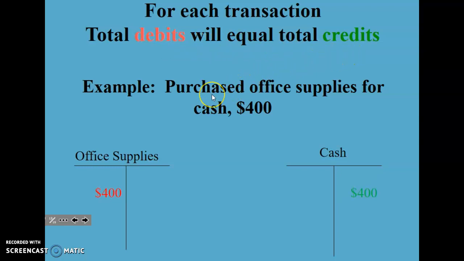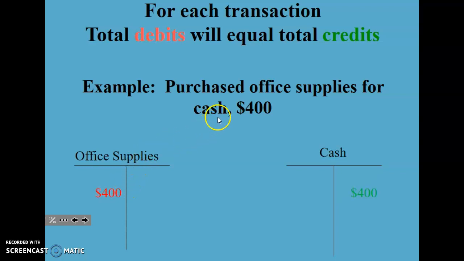For example, this is a common transaction that we have done in the last chapter. Purchased office supplies for cash, $400. All right. We are increasing office supplies. Office supplies is an asset. It has a normal debit balance. So we are increasing it. We're entering it on the left side because we know that an asset has a normal debit balance. So to increase it, we're putting the entry on the left side of the T account.